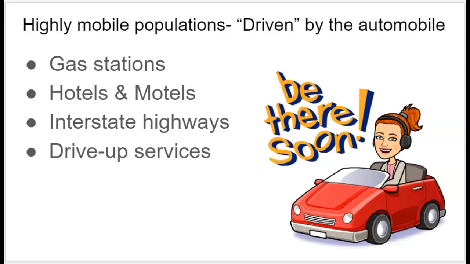The economic activities of the U.S. and Canada are driven by the automobile. Get it? Driven? Plenty of gas stations, hotels and motels for travelers, interstate highways to help us drive more efficiently. We have several here in Hampton Roads, Interstate 64, 264, 464, 564, 664. Plenty of drive-up services as well. We can get a meal, pick up a prescription, and do our banking all without getting out of our vehicle.